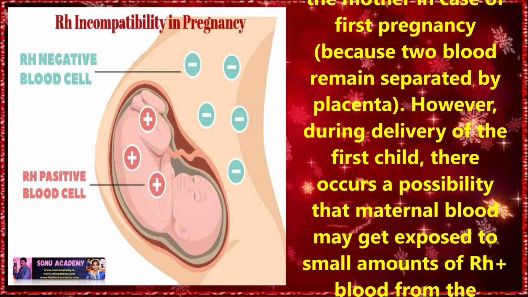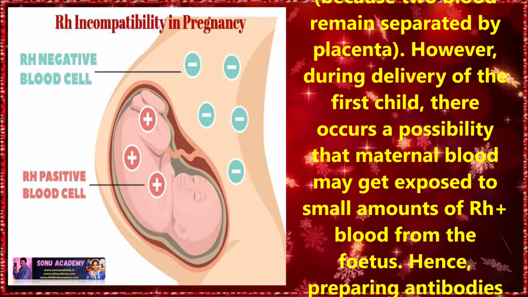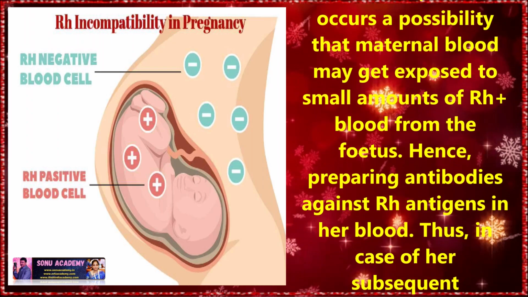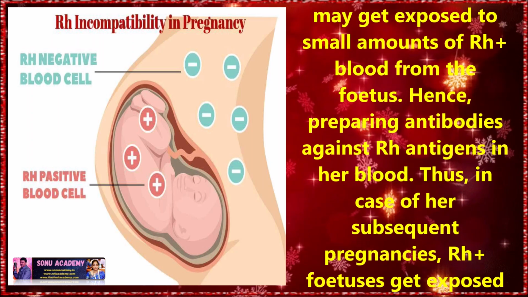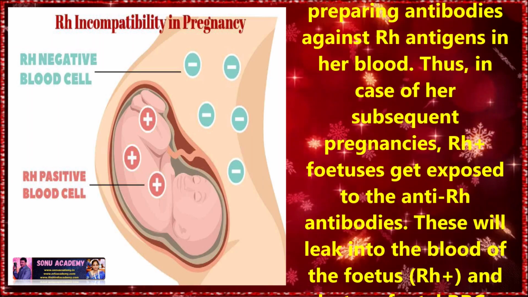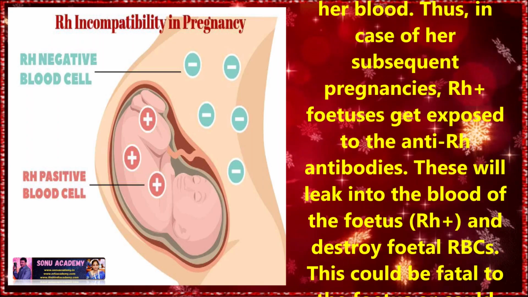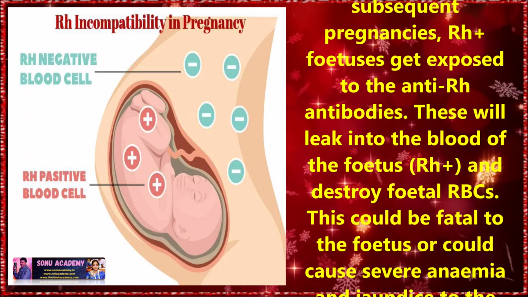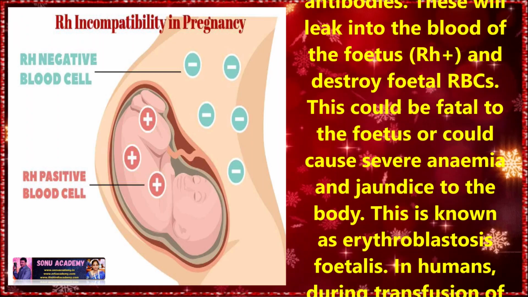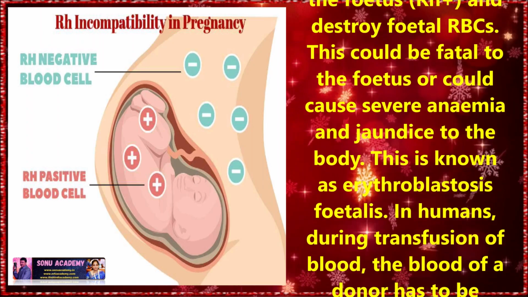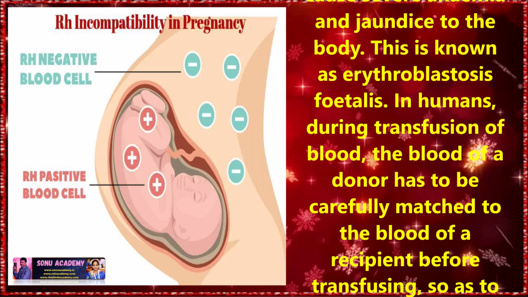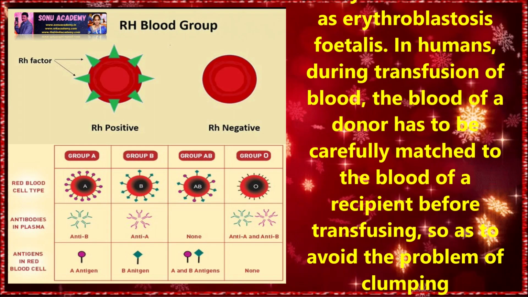However, during delivery of the first child, there is a possibility that maternal blood may get exposed to a small amount of RH positive blood from the fetus. Hence, she prepares antibodies against RH antigens in her blood, so that in her subsequent pregnancies, the RH positive fetus gets exposed to the anti-RH antibodies. These will leak into the blood of the RH positive fetus and destroy the fetal RBC. This could be fatal to the fetus or could cause severe anemia and jaundice. This is known as erythroblastosis fetalis.